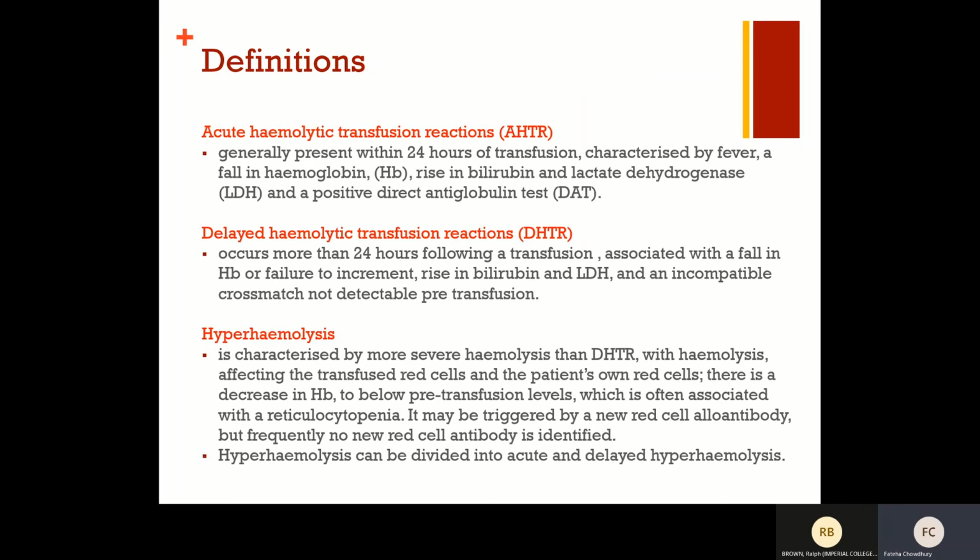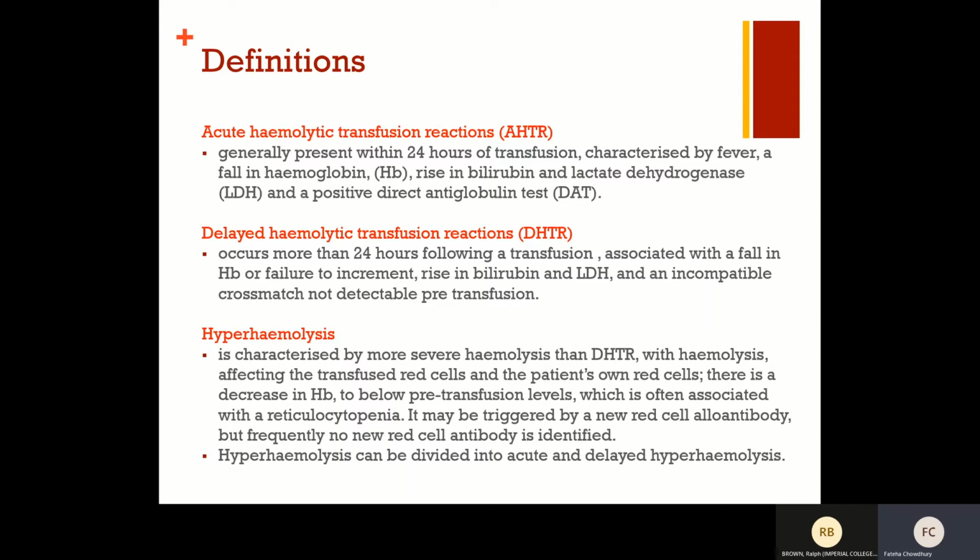So here are the definitions of hemolytic transfusion reaction. So important to note that acute hemolytic transfusion reaction generally presents within 24 hours of transfusion, whereas delayed hemolytic transfusion reaction occurs after 24 hours. And in both there's an associated fall in hemoglobin or failure to increment. You get a rise in hemolysis markers, so bilirubin, LDH, and you'll get a positive DAT.